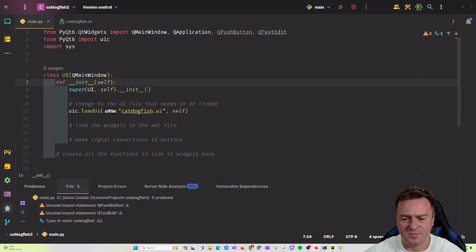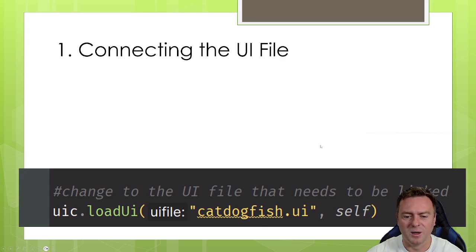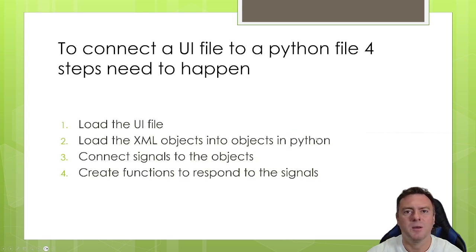Cool. So now we've got the next bit. We've connected the UI file by using cat dogfish. So that's what the init function does. We then want to connect the UI file with these 4 steps. So we've loaded the UI file.